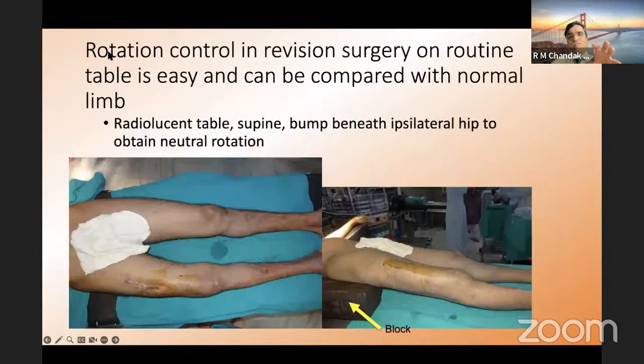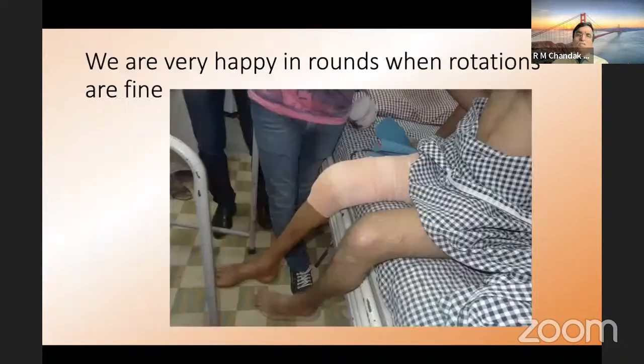Rotation control in revision surgery on a routine table is easy and can be compared with the normal side. However, this usually is not possible in an acute trauma situation. In a revision situation, usually you will find the limb quite externally rotated. So you can put in a bump and then internally rotate it, equalizing both rotations. And if you are open reducing, the linea aspera usually gives you a good rotational judgment.